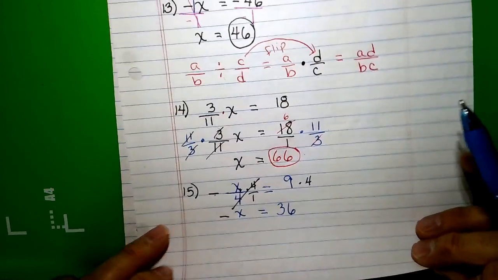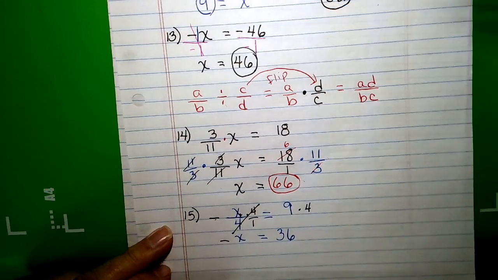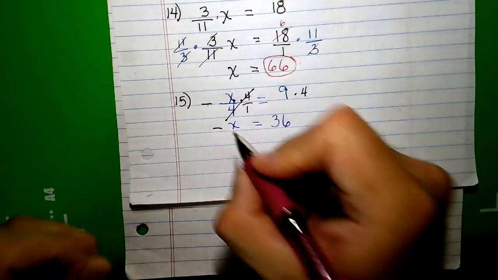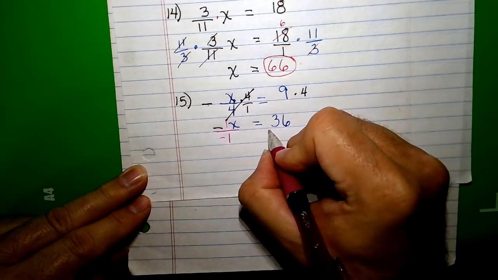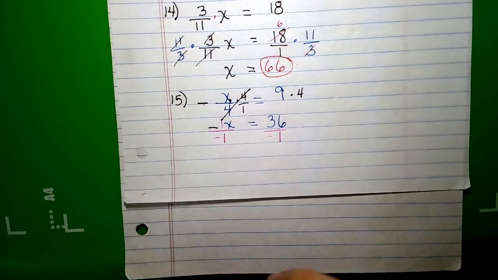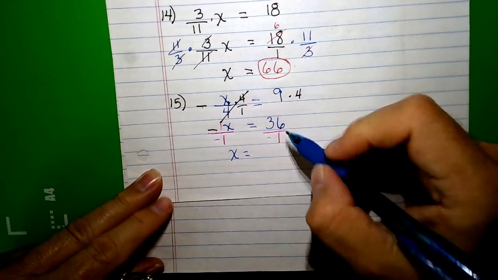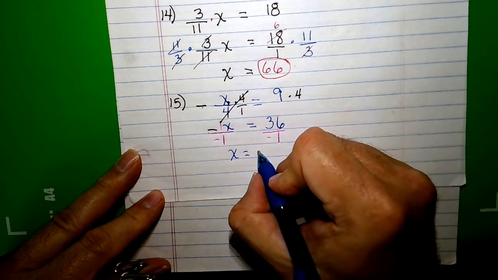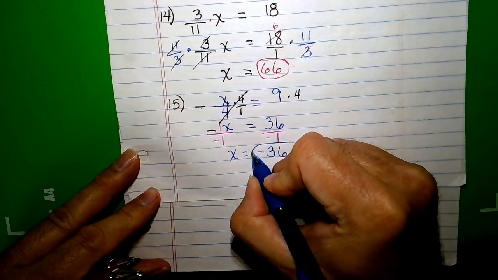So what did we do earlier when there was a negative in front of the x? You divide both sides by negative 1. And what number are we going to type in as our answer if we're using Pearson MyLab? 36 divided by negative 1 is negative 36.